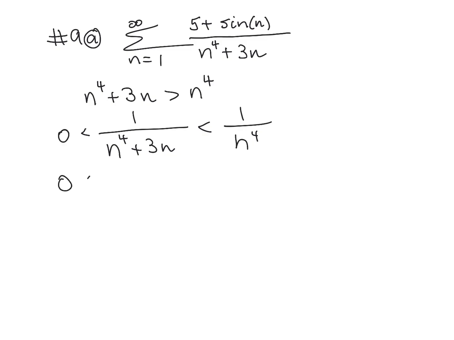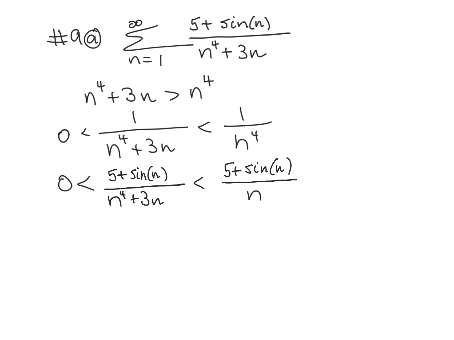Let's multiply everything by 5 plus sine n. 5 plus sine n is a positive number, therefore it will never switch or reverse the inequality. So (5 plus sine n) over (n to the fourth plus 3n) is less than (5 plus sine n) over n to the fourth. And we know that sine of n is less than or equal to 1, so this is less than or equal to (5 plus 1) over n to the fourth, or 6 over n to the fourth.